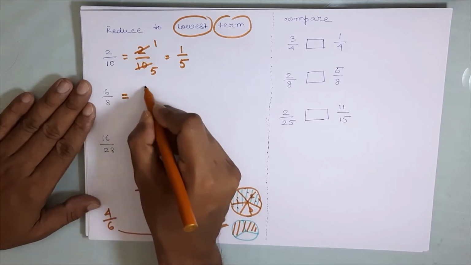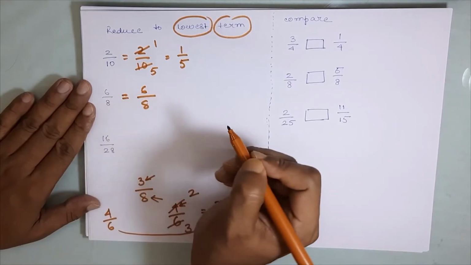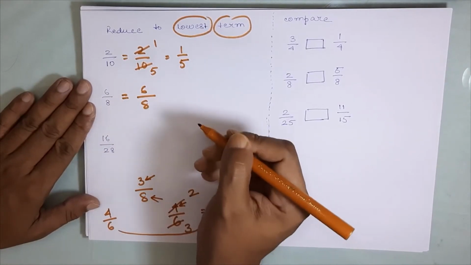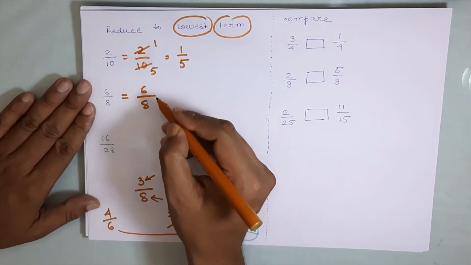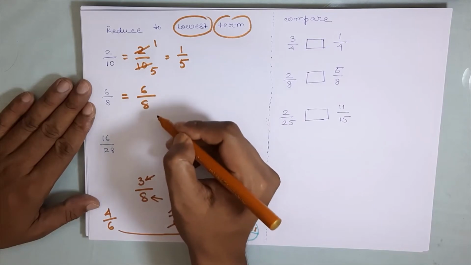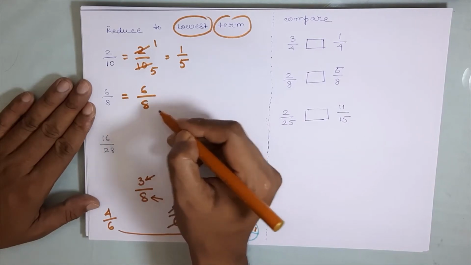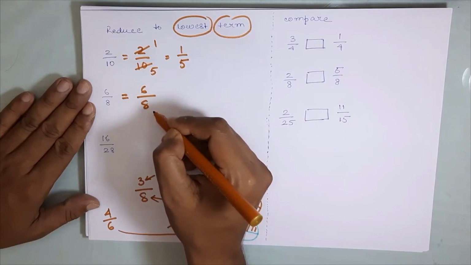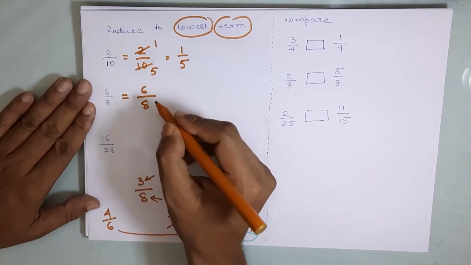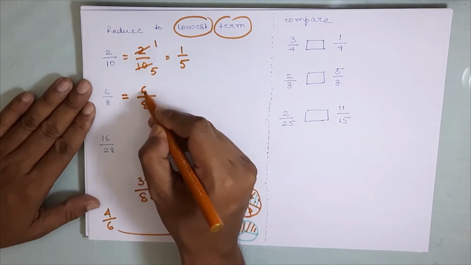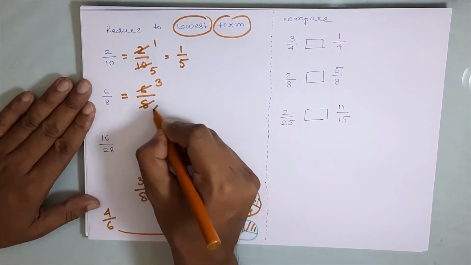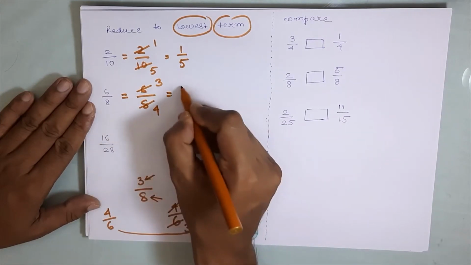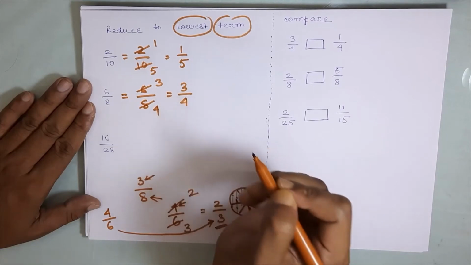The same way, we need to find out a common factor through which both numerator and denominator are divisible. So here the common factor is 2. If you can see, both the numbers, numerator and denominator, are even numbers, and let us divide by 2. If we divide 6 by 2, we get 3. If we divide 8 by 2, we get 4. So it is 3 by 4.